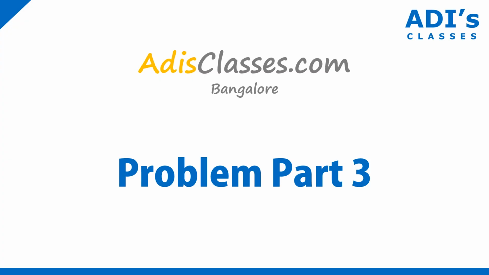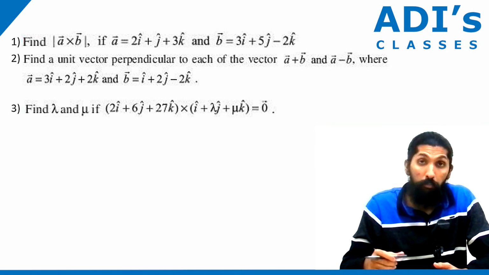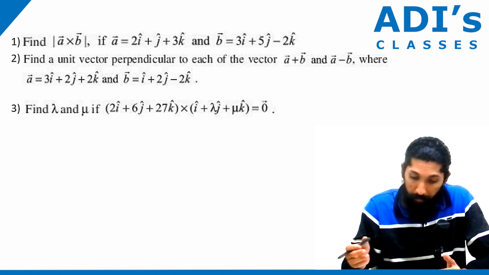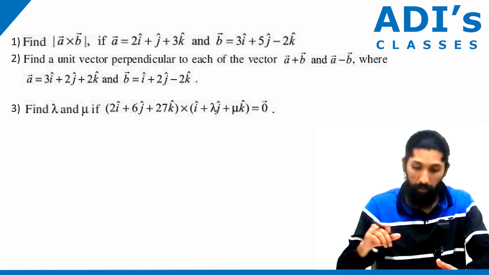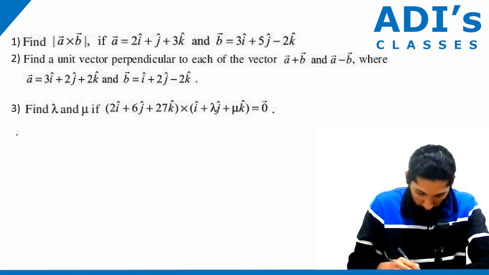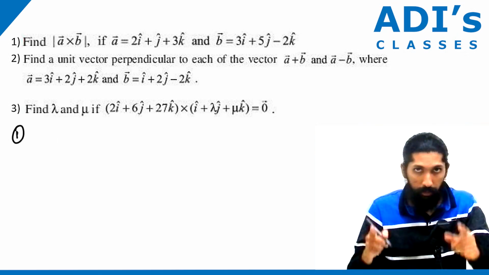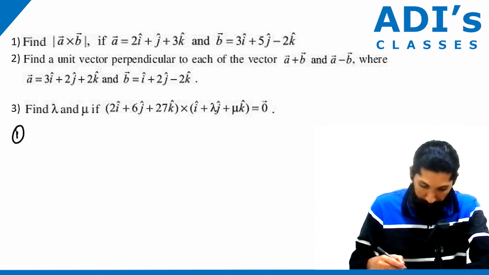Let's solve a few problems based on vectors. Look at the first one. Find mod of A cross B if A and B are given by this one. First, we'll calculate what A cross B is. Remember, A cross B is what? You have to take the determinant and do it, isn't it?